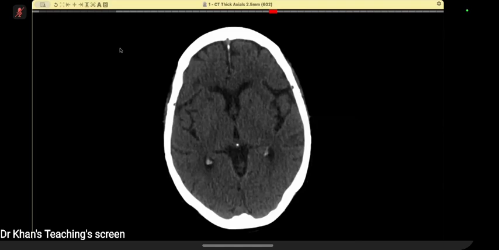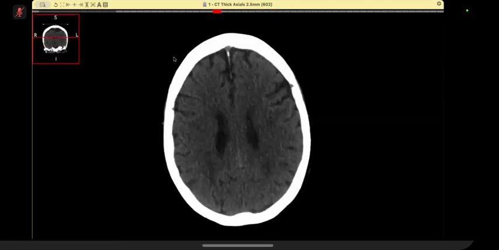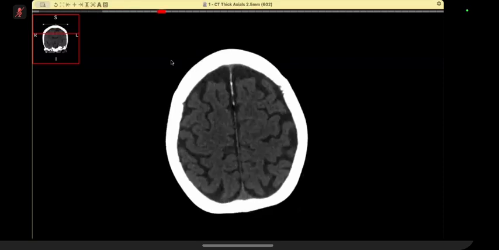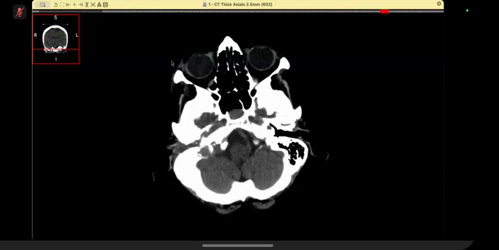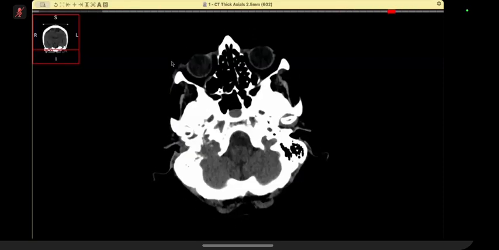Okay, so this is an A and E case. What happened is that this is an 83-year-old who fell at home. So she fell at home, and they are worried about any intracranial hemorrhage. Because of time factor, this is the brain. We don't see anything much, right?